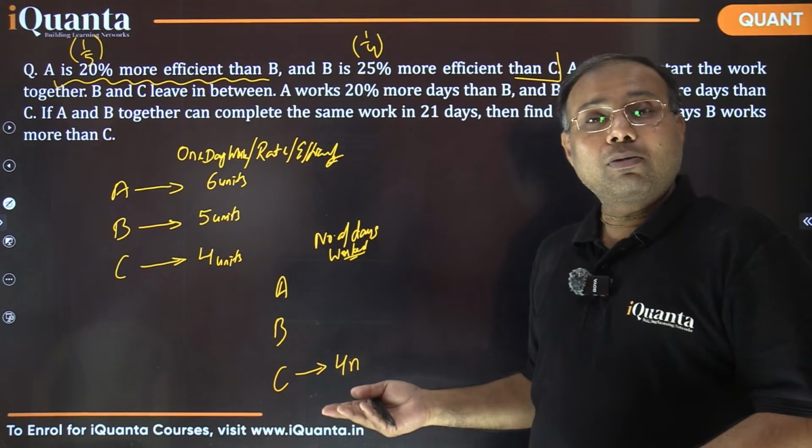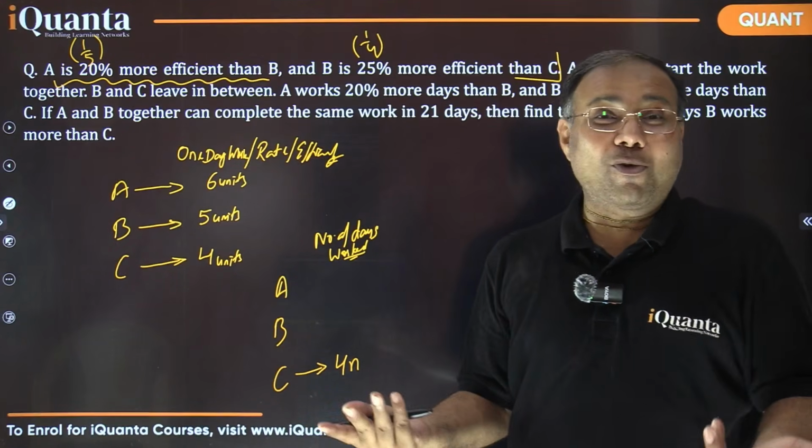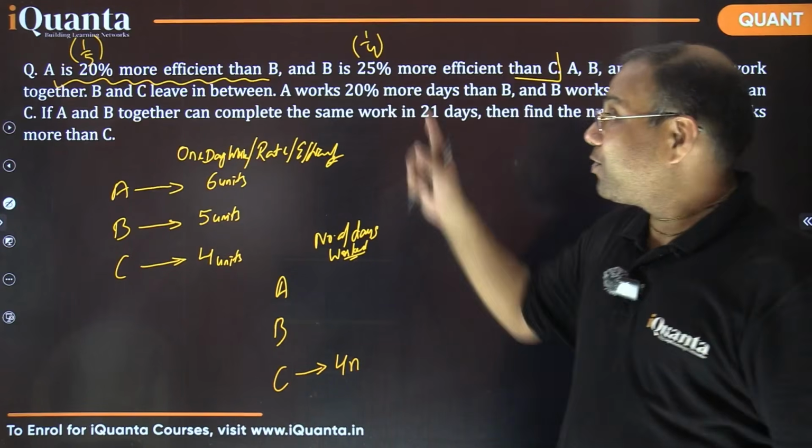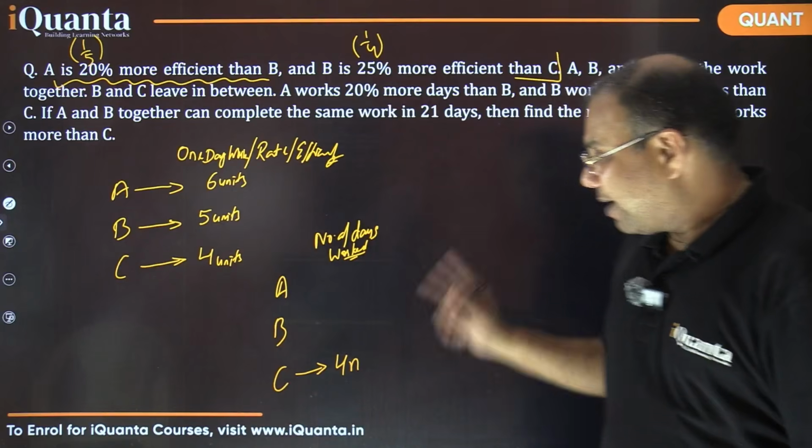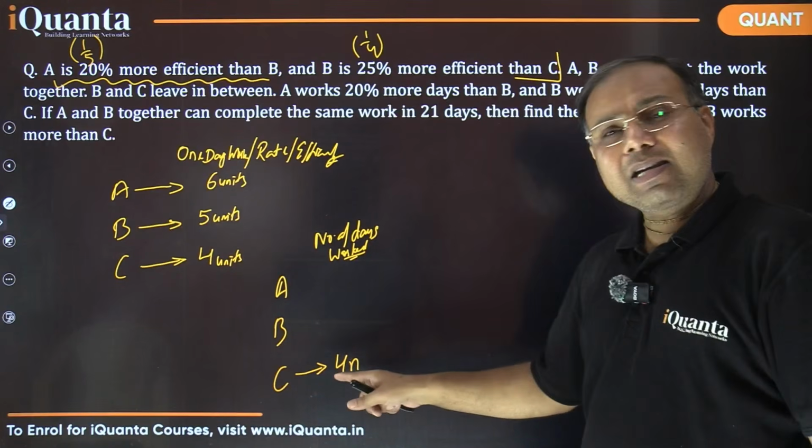So what is the question then? We are creating our own question then, right? So we need to go by the situation. So that's why I'm using a variable here, but along with the numbers. So let's say C worked for 4n number of days.